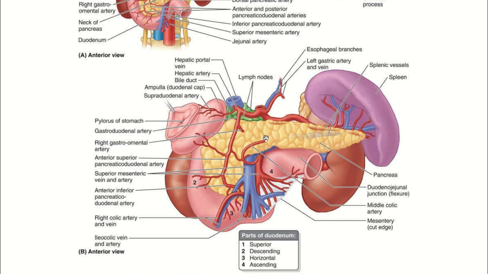Now, we said the fourth part of the duodenum, which is attached to the ligament of Treitz, which attaches to the left crus of the diaphragm, is where you're going to find the duodenojejunal junction. So you're going to have the origin of your jejunum. Let's take a look at the jejunum and ileum.